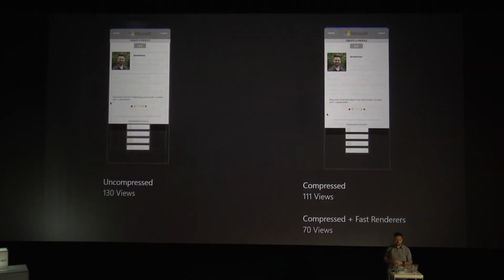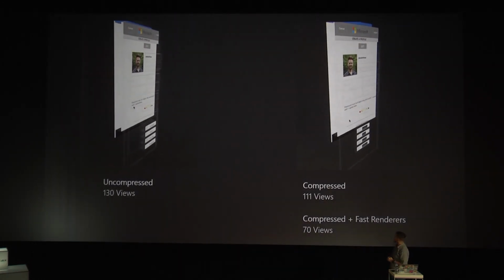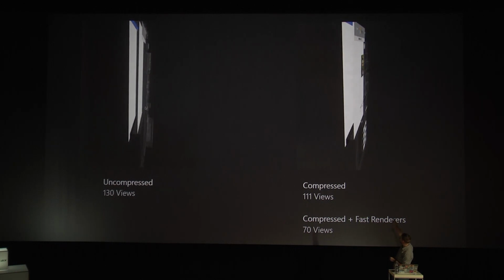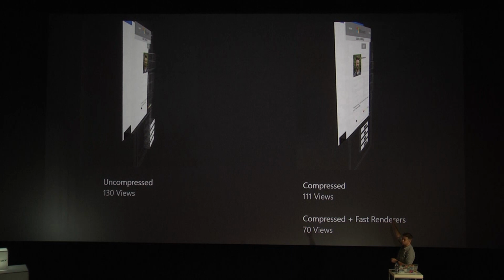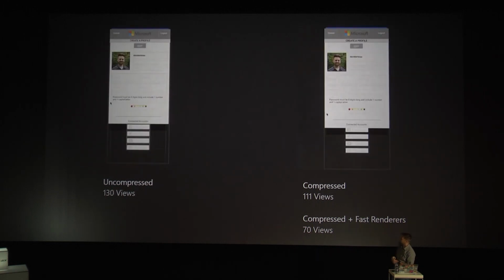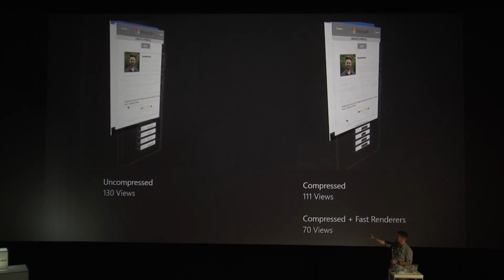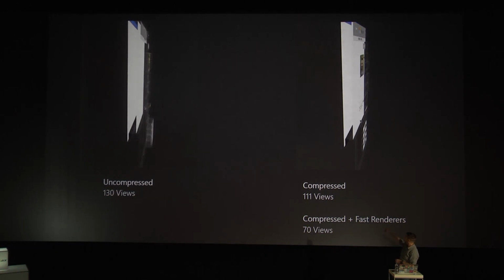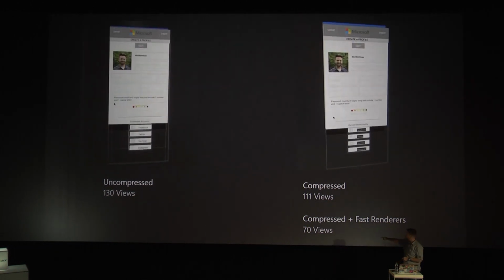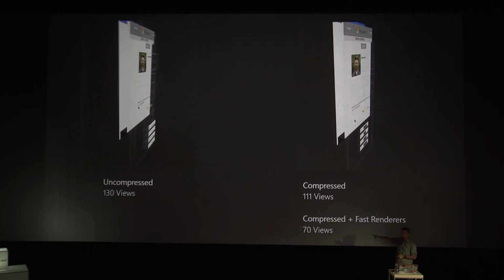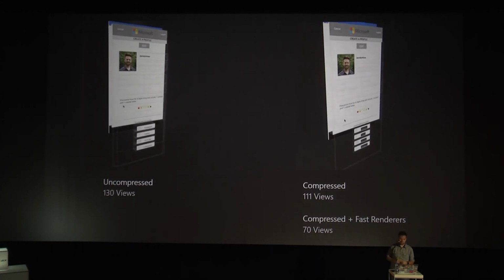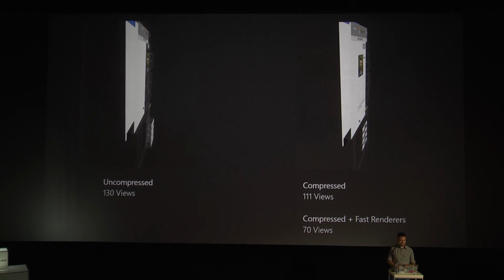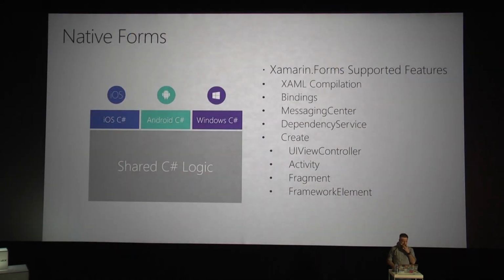A little visual example of what that does for you. If you look especially at the 4 buttons at the bottom and look at how much thinner these are on the right, your right, than they are on the left, that's what we were able to do. We went from 130 views to 111, and then when you factor in fast renderers, it actually cuts it down to 70. So that's nearly cutting it in half. So that will save your UI a lot and really help your performance.